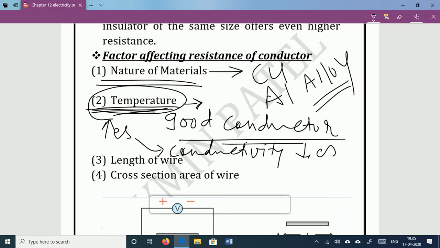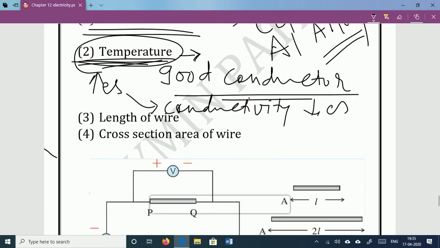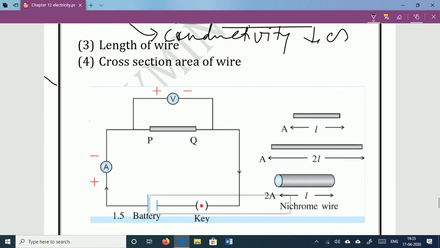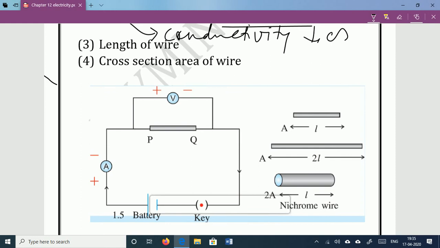Next factors are the length of the wire and the cross-section area of the wire. Both of these factors can be understood by this activity. Here in this activity I will set up one circuit. A 1.5 V battery is installed in the circuit. Now there are two points, P and Q. Between these two points, initially I will place one wire with length L. Temporarily, I assume that the length is 1 meter.